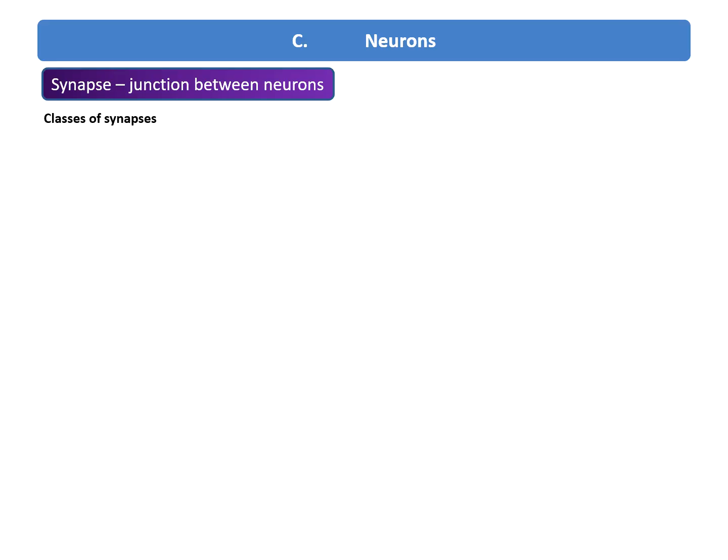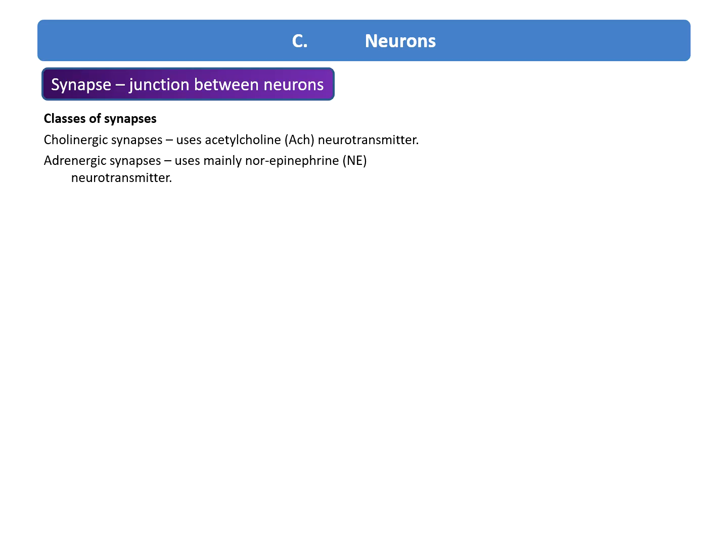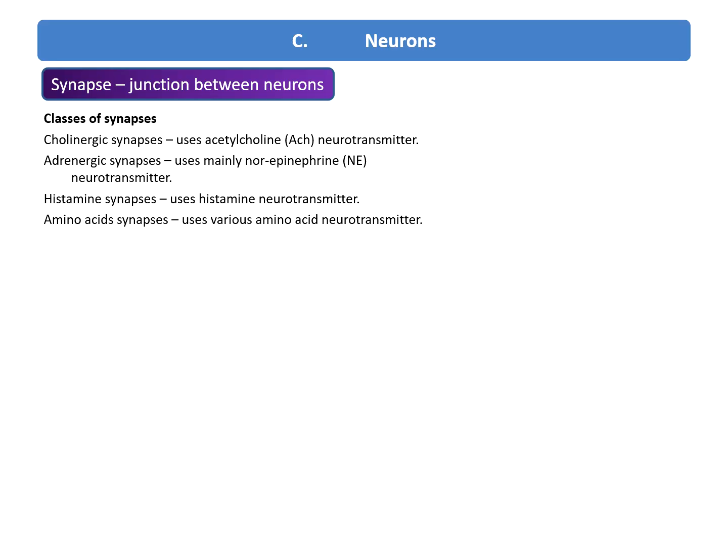Let's look at the classes of synapses. Best understood are the cholinergic synapses that use acetylcholine as a neurotransmitter, and the adrenergic synapses. They use mainly norepinephrine. Others include histamine synapses that use histamine, amino acid synapses that use various types of amino acids. Peptide synapses use several peptide neurotransmitters, and there are many, many others.